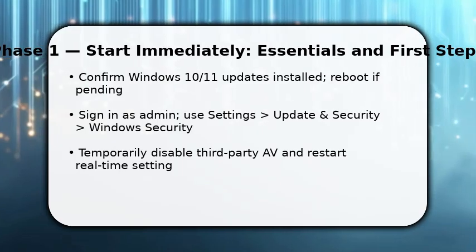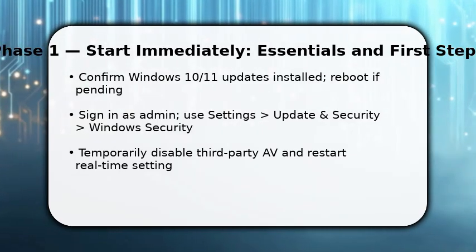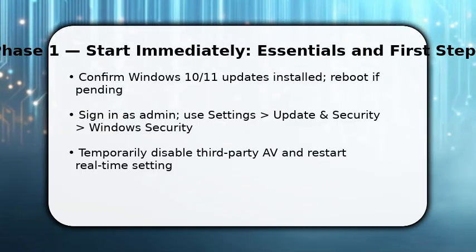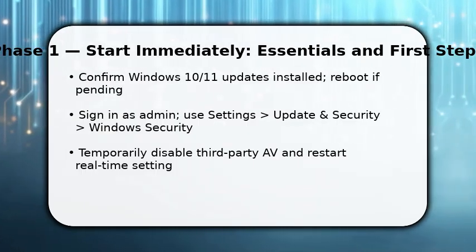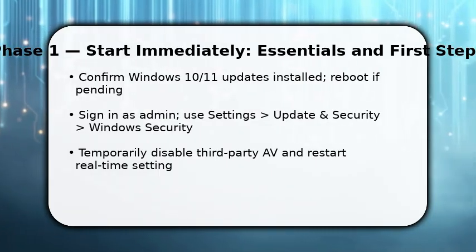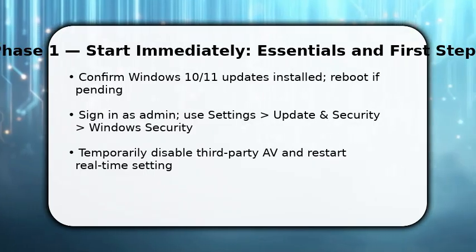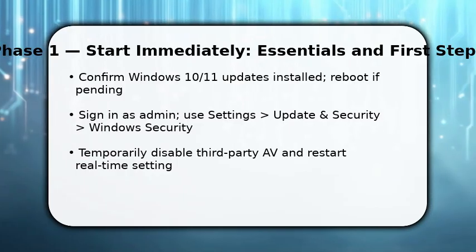You start by confirming system prerequisites: Windows 10 or 11 fully updated and any pending restart completed. Sign in with an administrator account because permissions block changes otherwise. Next, open Settings, go to Update and Security, then Windows Security. This is where real-time toggles live.